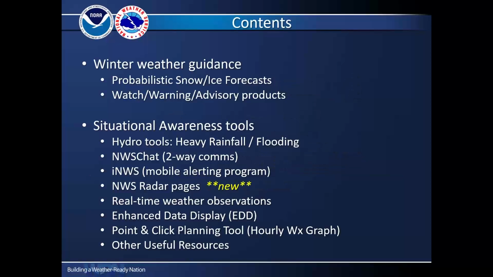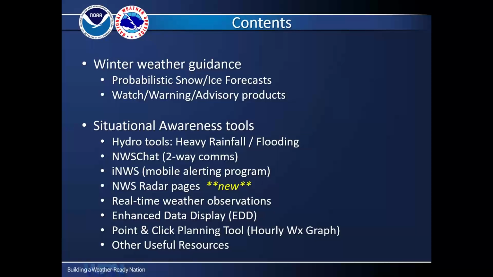Here are the contents. We're going to start off by talking a little bit about some of the winter weather guidance, not the outlook, but some of the products that are out there that we can look at and that are internal, especially when we're talking about probabilities of snow accumulations and ice accumulations. These graphics are out there on the web from our web page, but they're not necessarily something we share with the general public per se, but it is out there.